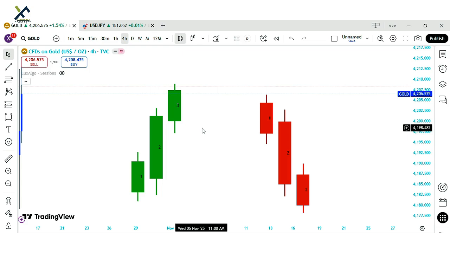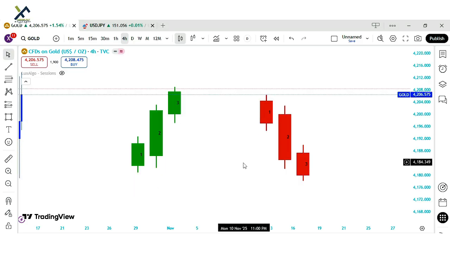Let's take a quick recap on what a fair value gap is all about. Now, what is a fair value gap? A fair value gap is a gap created between three candles, and this gap causes an imbalance in the market. The market must come back to mitigate or fill up this imbalance before moving away in its direction.